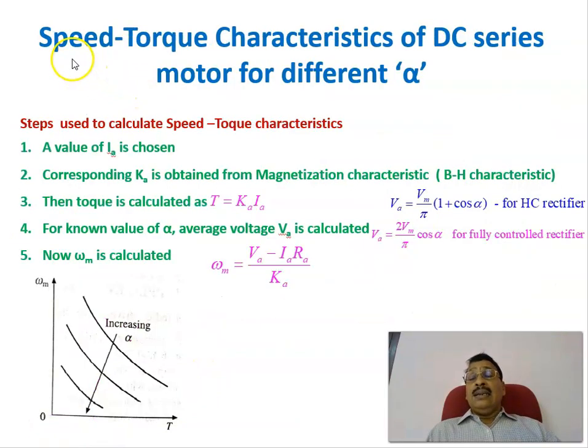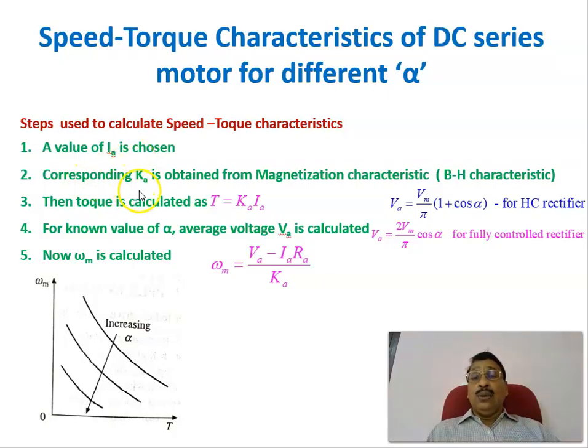Now let us see how you can determine the speed torque characteristics of a DC series motor for different firing angles alpha. This is plotted here, torque versus omega m for different firing angles. As the firing angle increases, the curve shifts towards the left, towards the center. Now let us see how it can be plotted. The first step is to calculate the speed torque characteristics. A value of Ia is chosen. We first take a certain value of the armature current Ia.